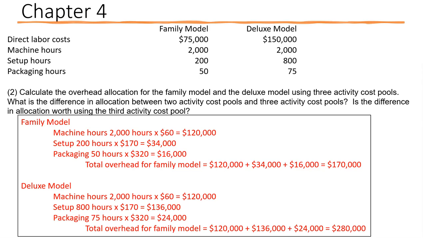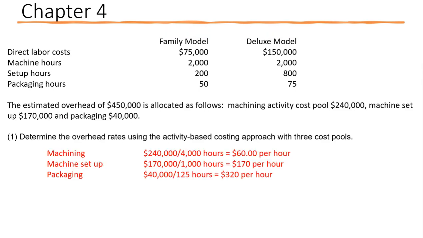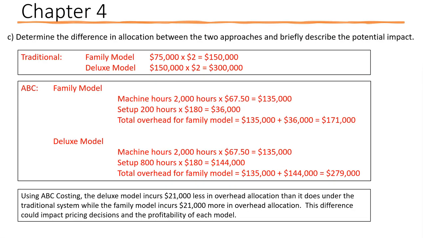So if we look at this, the family model is $170,000. Deluxe model is $280,000. If we go back a little bit to the way we did it with just the 2 cost pools, machine hours and setup, and not entering the packaging hours, we had $171,000 for the family model, so they lose $1,000. The deluxe model was $279,000, and now under the 3 buckets, it's $280,000, so they gain $1,000. So we just moved $1,000 from the family model to the deluxe model.